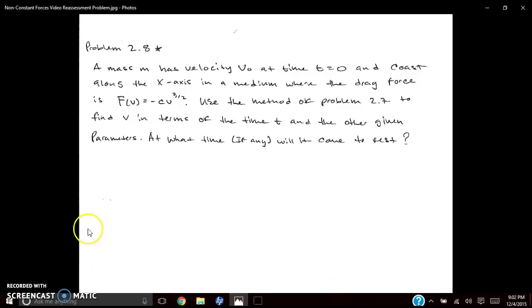Just clearing up something here. It says use the method of problem 2.7. That's some background information. Problem 2.7 introduced how we can use separation of variables to turn the problem into an integral, and it's also talked about throughout the chapter. We use Newton's second law, the equation of motion, and we can use separation of variables and integrate to solve for v as a function of time, v of t. We also discussed that in class, but I'm just going to show it here.